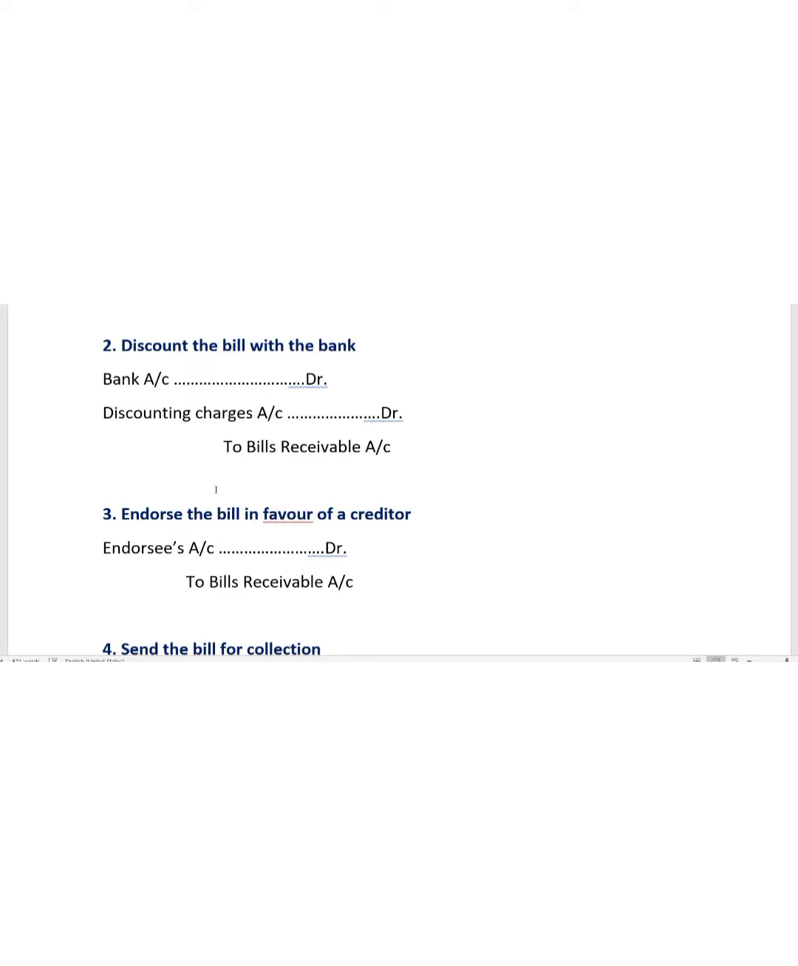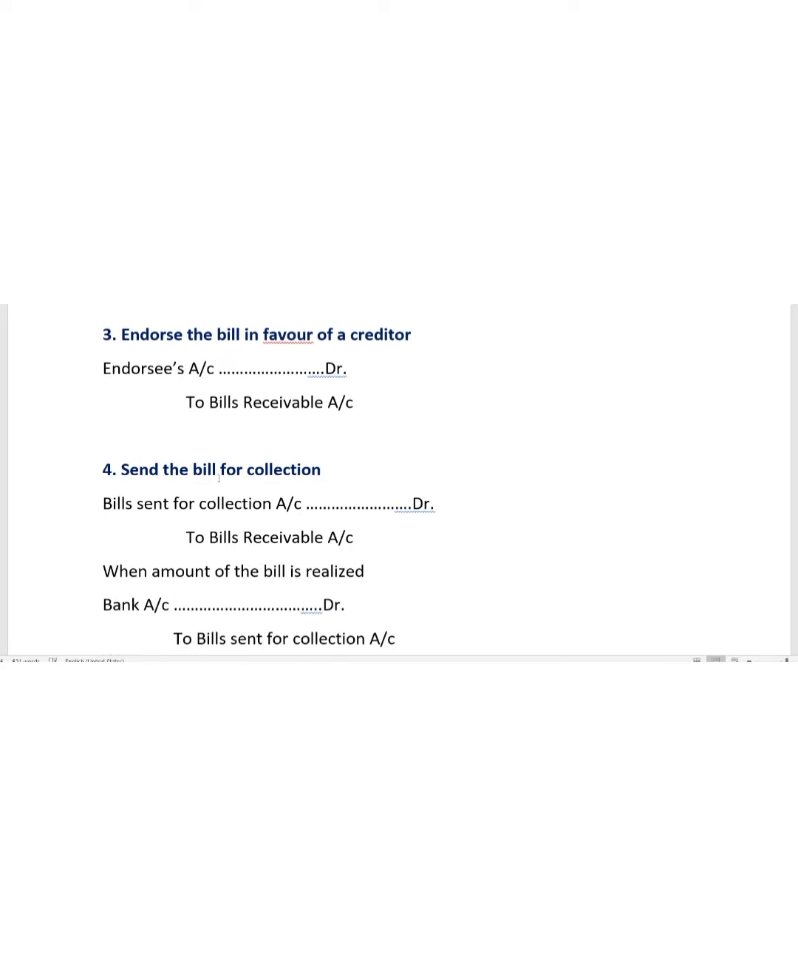This entry will be passed when the drawer is discounting the bill with the bank. Third case, what happens? The holder of the bill may give the bill to another person, which is known as endorsement. I have explained in the first page. He may endorse, means the holder of the bill may give that bill of exchange to some other third person. In that case, what entry will be passed?